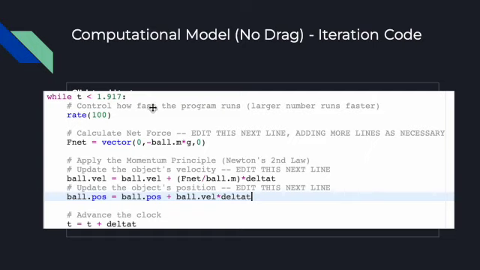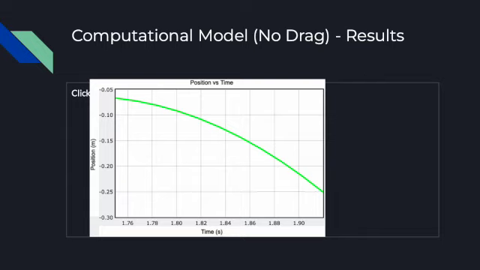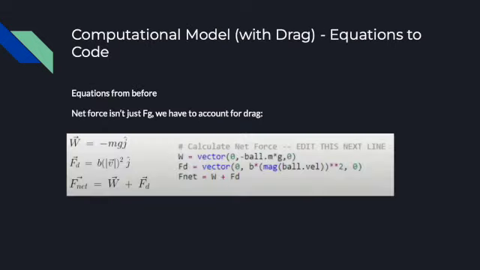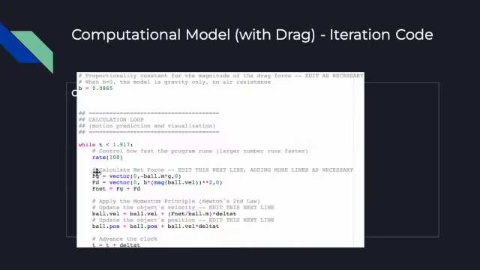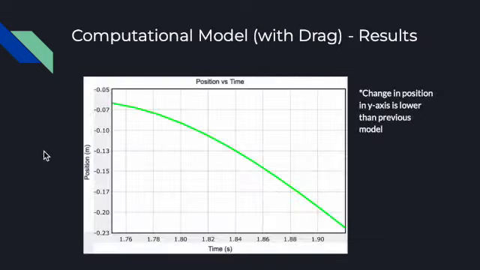And then as for the iteration code, you can kind of see it here. And then when we go through it, the results for the no drag portion are like this. We'll compare all these results later. And then for the model with drag, these are the equations that we had to code. As you can see here, these are the equations, and you'll see them right in here. The initial conditions were the same as the model without drag. And then these are the results for the model with drag.